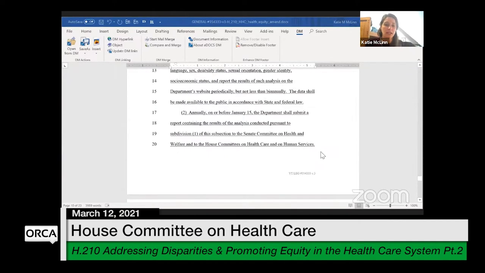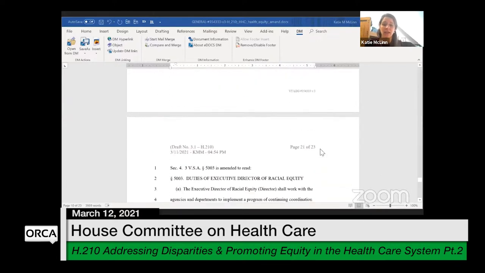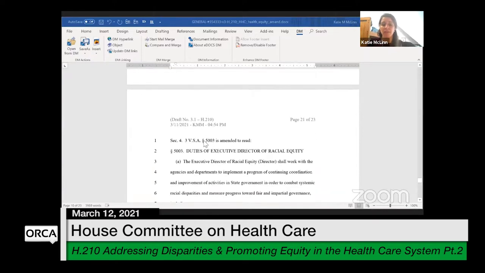And then in subdivision 2, this is an annual report that the department is submitting the results of the analysis to this committee and also to House Human Services and Senate Health and Welfare. So that is the end of the new chapter that's being created on health equity in Title 18. There's another change to codified law in Section 4.